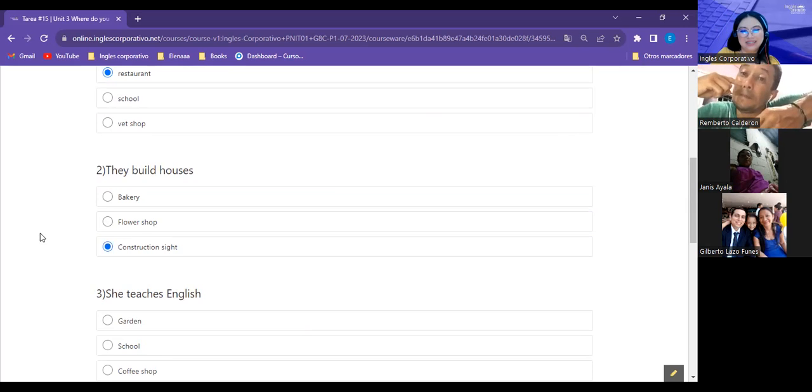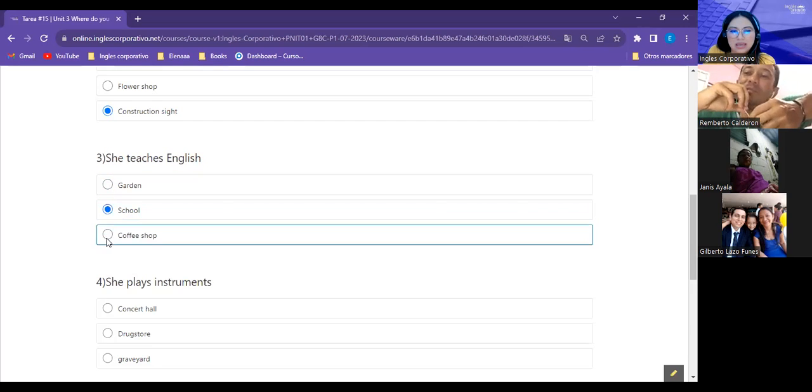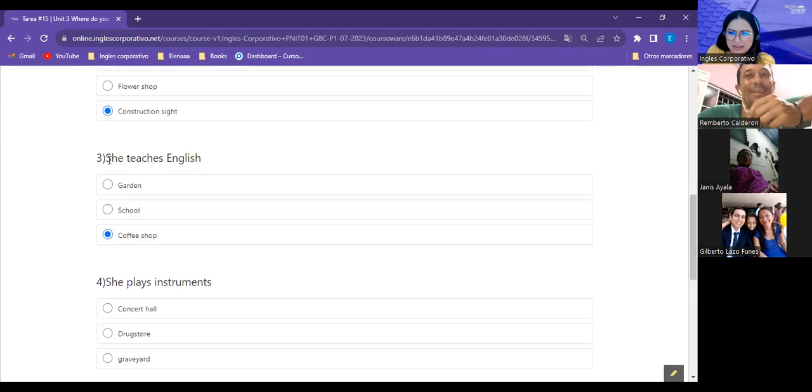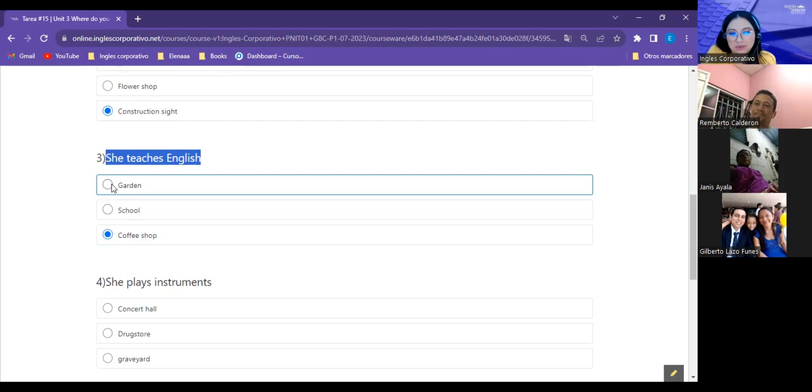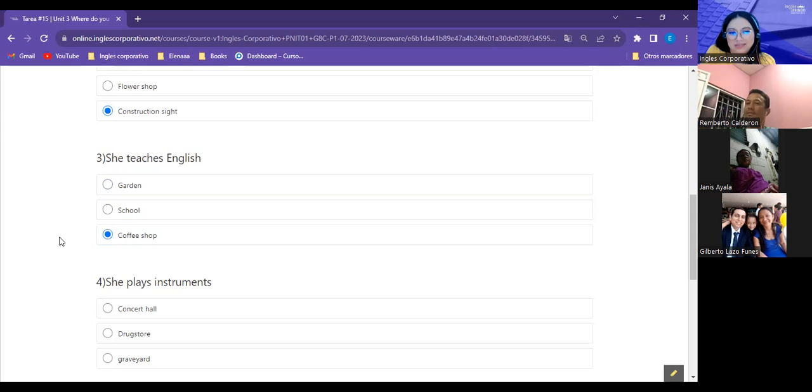Construction site. She teaches English. ¿Quién da clase de inglés? O en este caso, ¿dónde da las clases? School. In the garden, en el jardín, in the school, in the coffee shop. Aunque saben que este es bien confuso. The coffee shop is a good. Aquí creo que es muy confusa esta oración. Si no, me estarían preguntando en dónde se enseña inglés usualmente. Porque yo puedo dar inglés en un jardín, claro, en una escuela también, en una coffee shop, ya he dado. So, creería que se asemeja más al school.